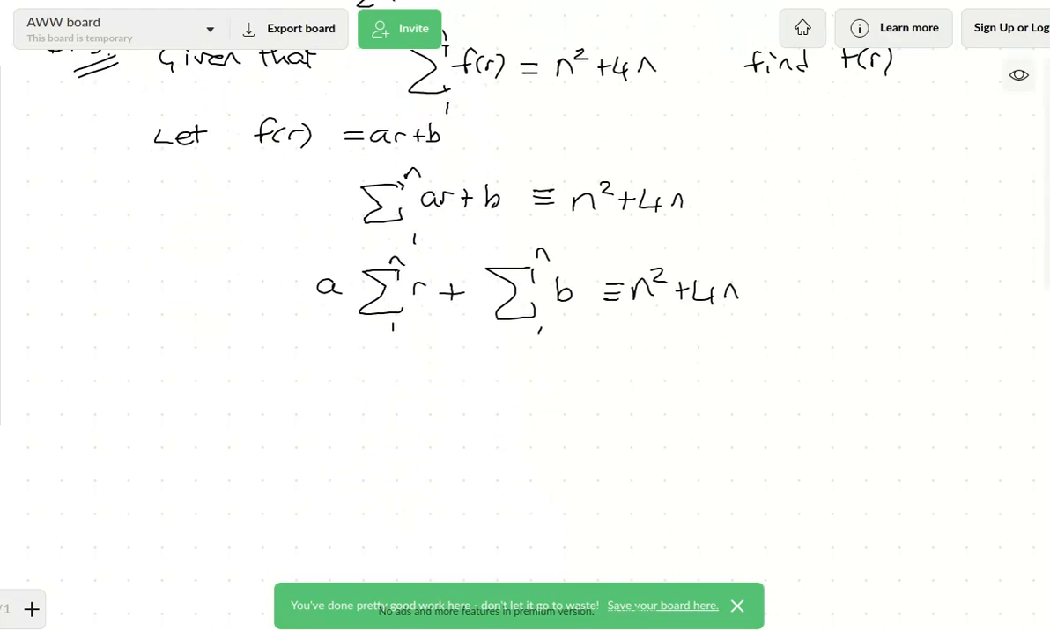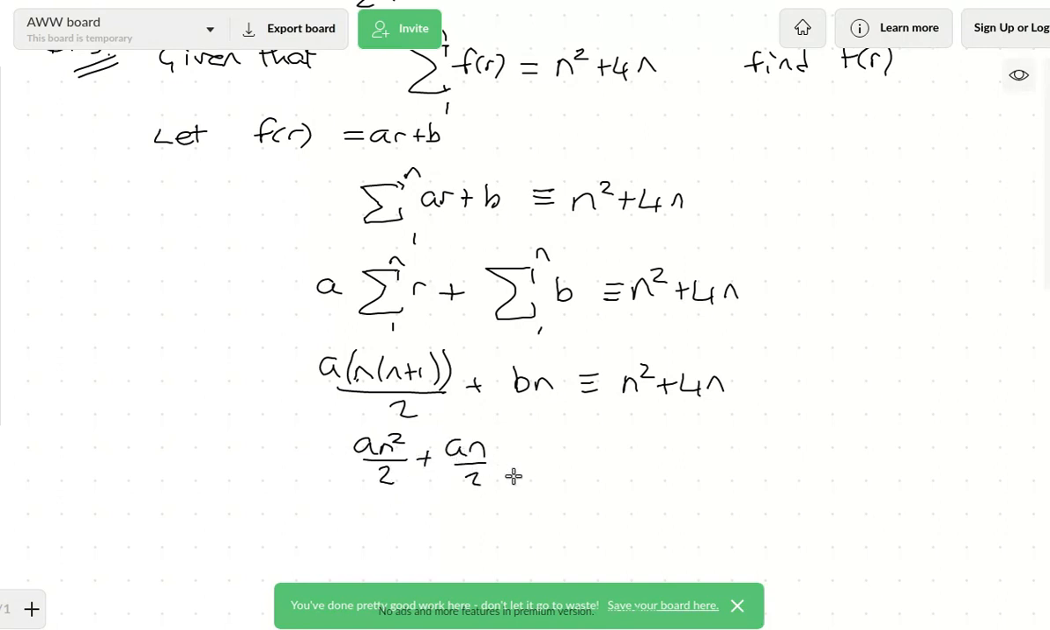Right, now I can use my standard results. A times n times n plus 1 over 2. Really no need for that many brackets. Plus bn. That is identical to n squared plus 4n. And then I can use the method of equating coefficients. When I multiply that out, I'm going to get an squared over 2 plus an over 2 plus bn is identical with n squared plus 4n.